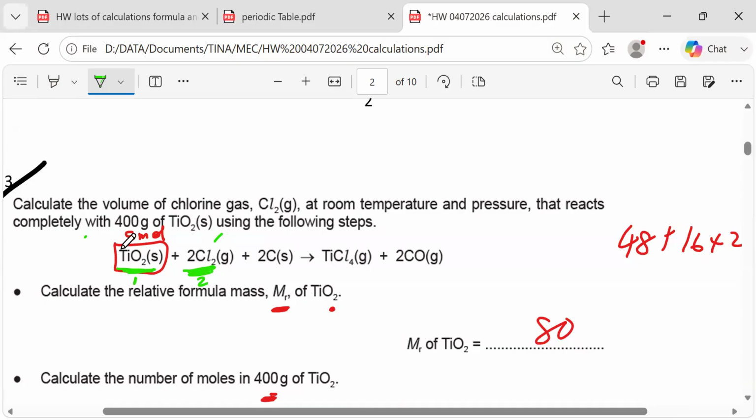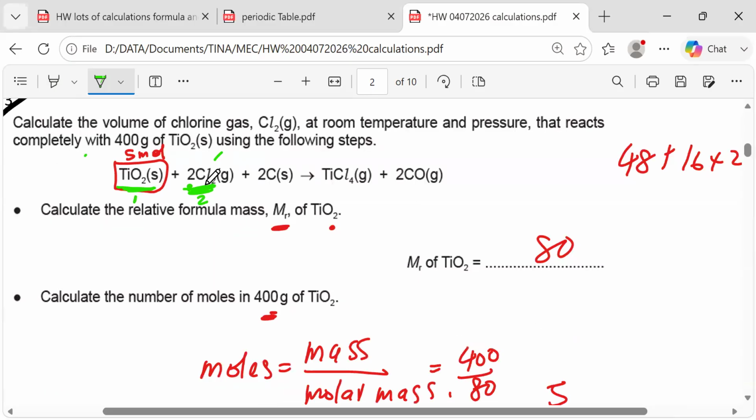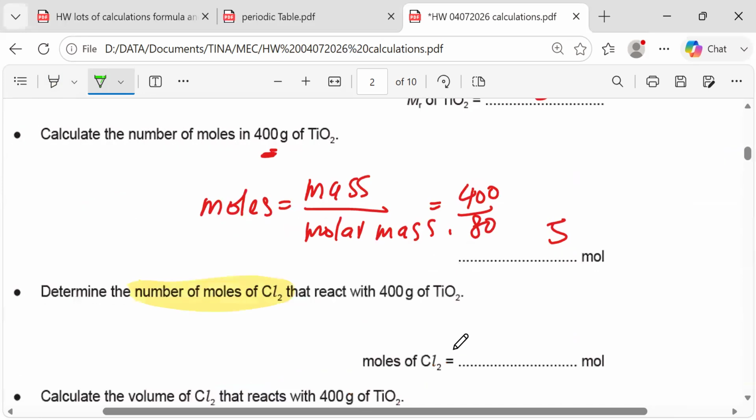Why is it 1 to 2? Because here in front, is there any number or not? No. In front of chlorine is what number? 2. So 1 to 2. So what do you do now? You have 5 mole, 5 times 2. So how much is this? 10. Okay? So 5 times 2.